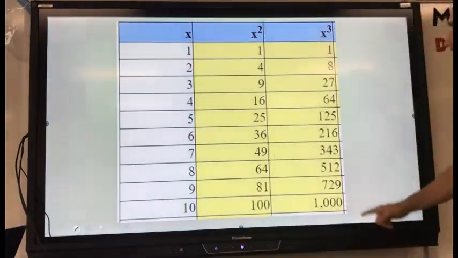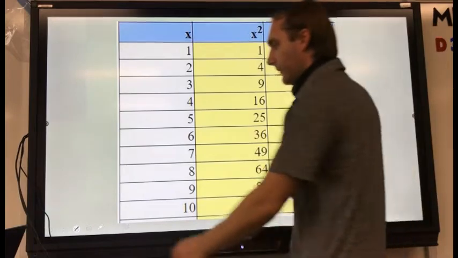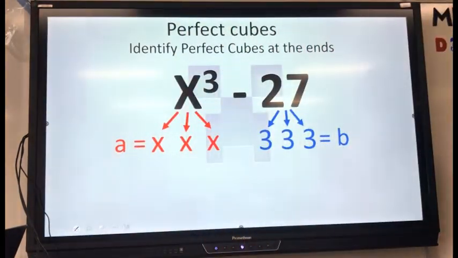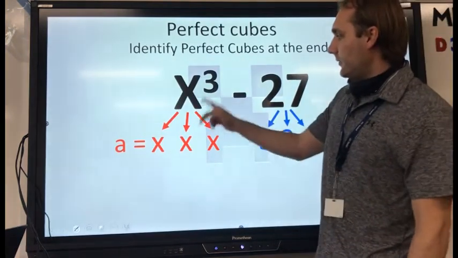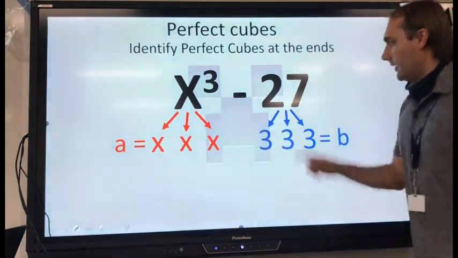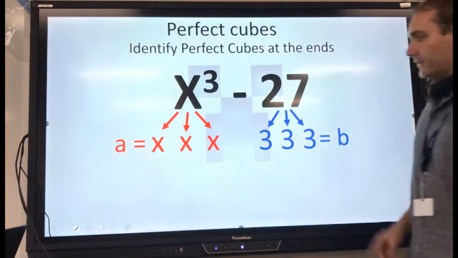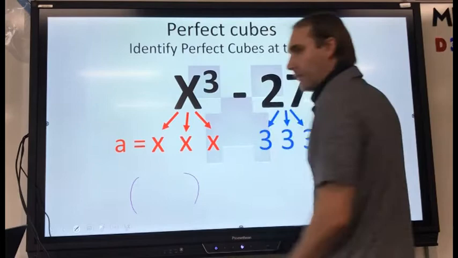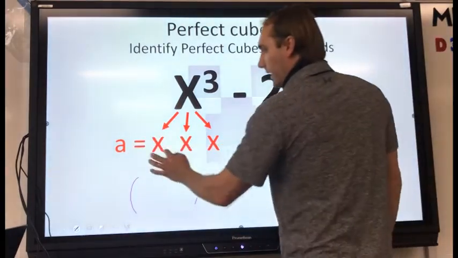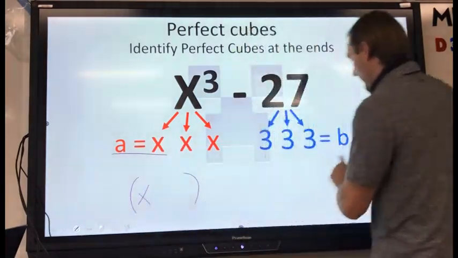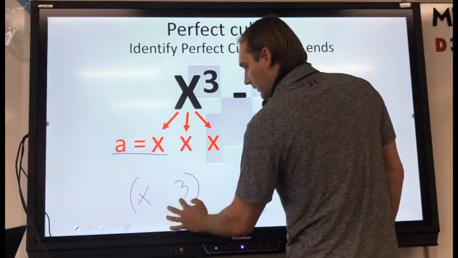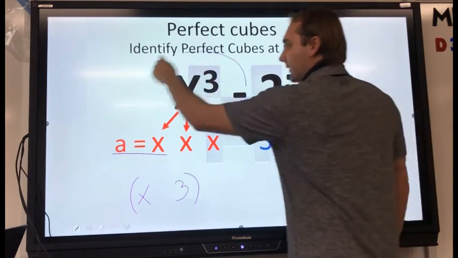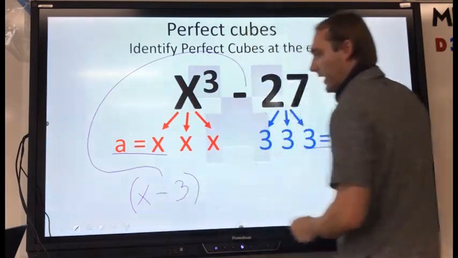So again, here's our perfect cubes that we can reference. X cubed minus 27. I know that x cubed is x times x times x, and 27 is 3 times 3 times 3. Now remember there was the first part with an A and my B. So my A is x and my B is 3. What symbol went here? The minus, right? So it copies what your problem is. So it's x minus 3.